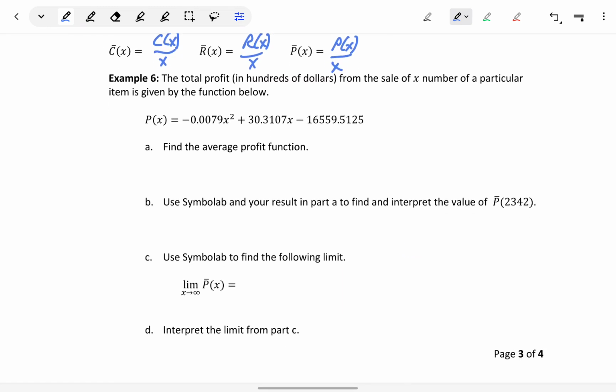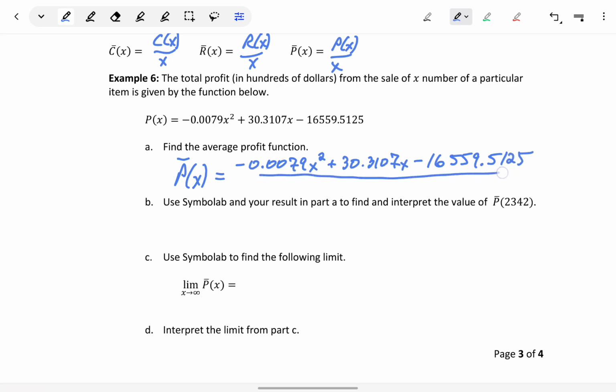Meaning in example 6, when we're given a total profit function, which represents total profit in hundreds of dollars from the sale of x number of a particular item, given by this function, to find the average profit function, we would write P bar of x is equal to negative 0.0079x squared plus 30.3107x minus 16559.5125, all of that over x.